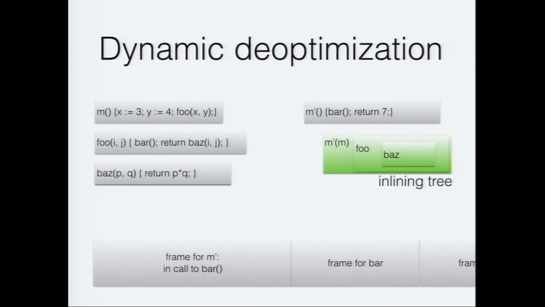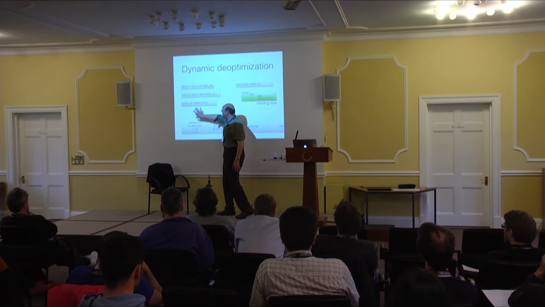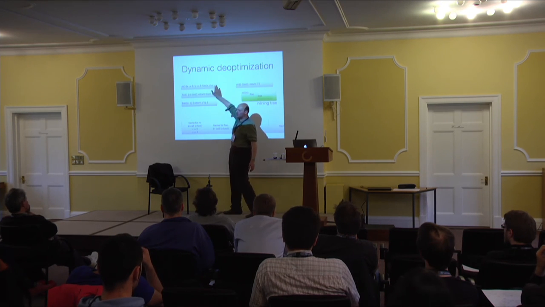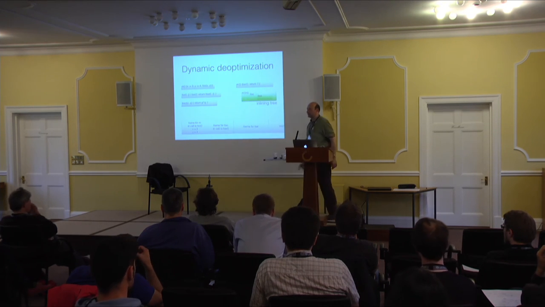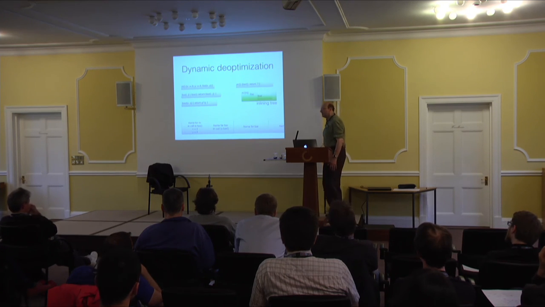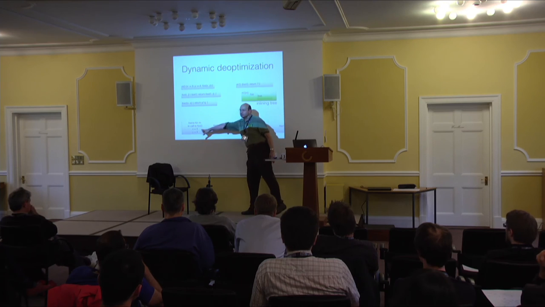What do we do now? How do we get out of that? And this is what de-optimization solves. So what we do here is the de-optimizer will take this frame for the optimized code and replace it with the equivalent frames had you been interpreting the unoptimized code or executing an unoptimized compile of that method, as if you had done that all along.